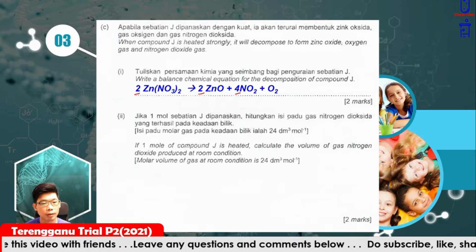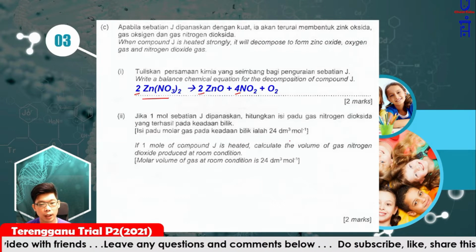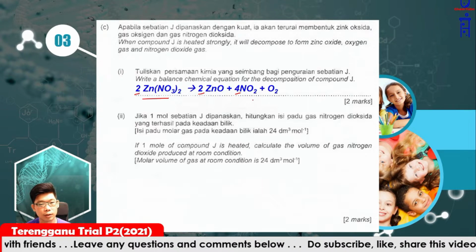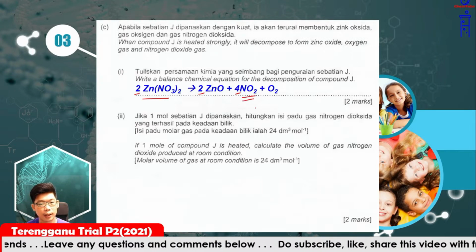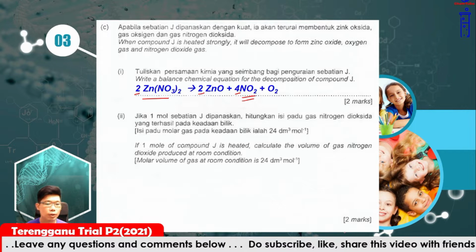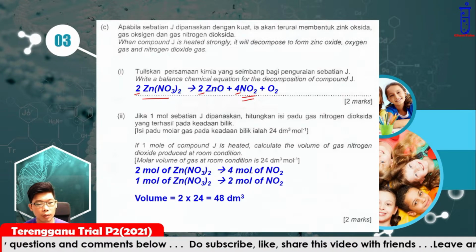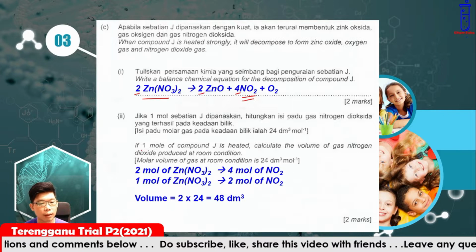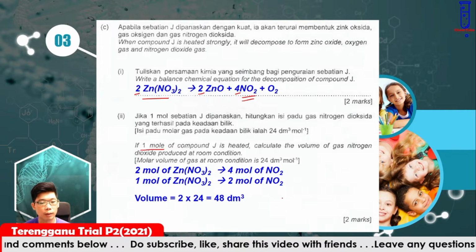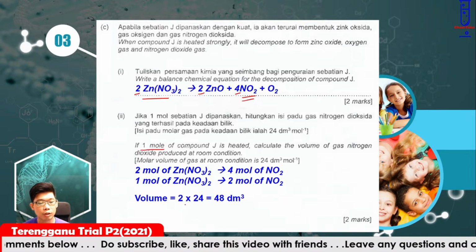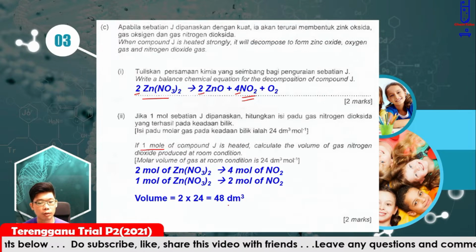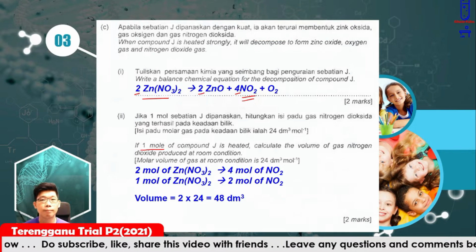Now J is here, and the volume of gas is nitrogen dioxide. We have to use the mole ratio. 2 moles of zinc nitrate produce 4 moles of nitrogen dioxide. So if 1 mole, the ratio is 1 to 2. The volume will be 2 moles times the molar volume, so it will be 48 cubic decimeters.